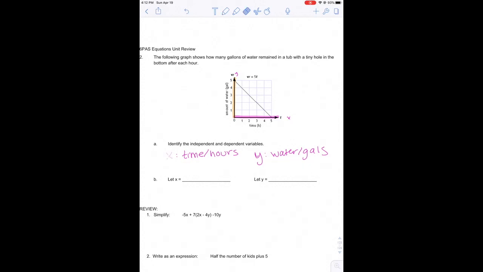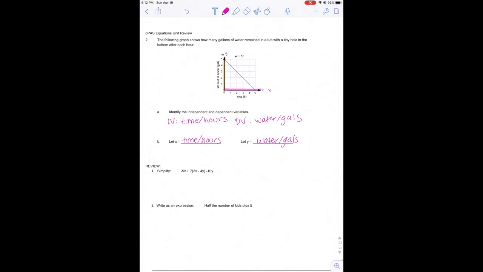So instead of x, I'm going to write independent variable. Instead of y, I'm going to say dependent variable. That's the only way to figure this out. And then down below, we can just copy over either time or hours, your choice. Either water or gallons, your choice. And that's all there is to that one. Now there's 2 review questions. If you haven't done those yet, make sure you pause the video and give them a shot.